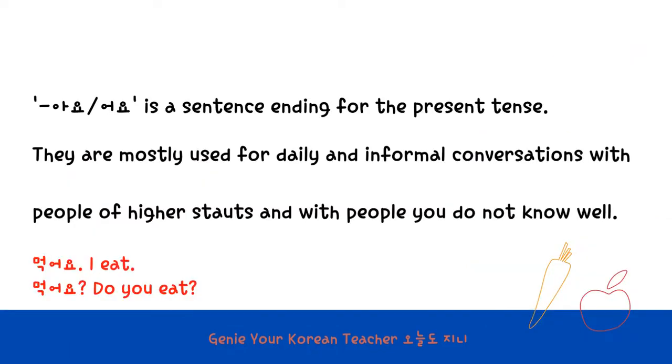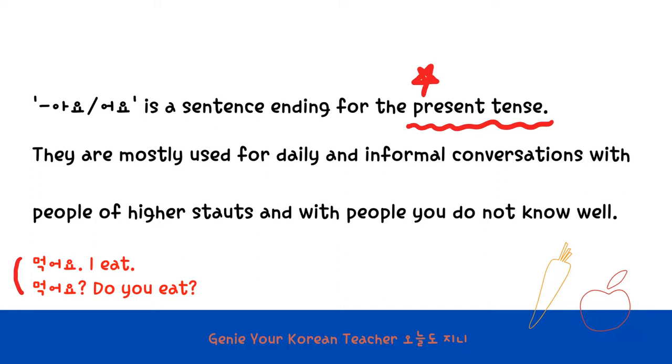So 아요, 어요 is a sentence ending for the present tense. This is important. They are mostly used for daily conversation and informal conversations with people of higher status and with people you do not know well. Here are some examples. First one, I eat, 먹어요. And do you eat, 먹어요?